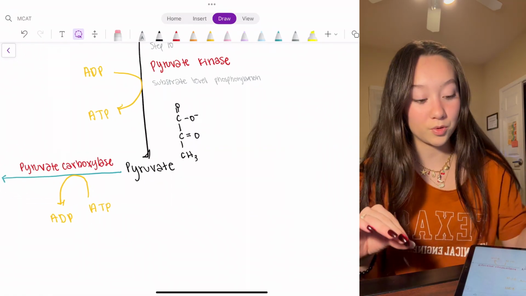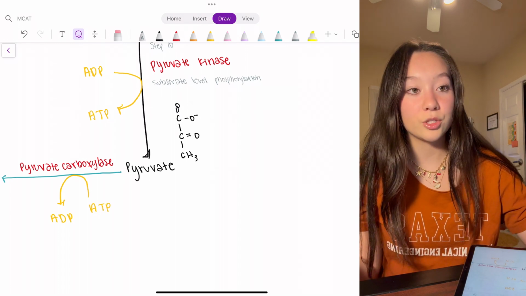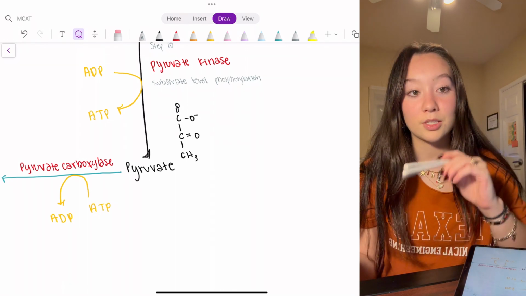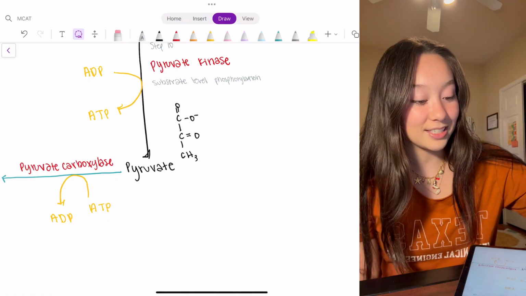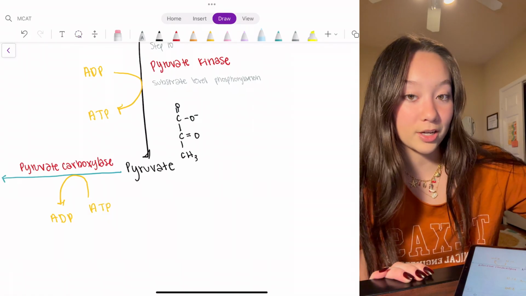Starting with pyruvate, it's only 2 steps, one intermediate, and then it ends with ethanol. So first we're going to go from pyruvate to acetaldehyde, and the enzyme that is going to catalyze that is called pyruvate decarboxylase.